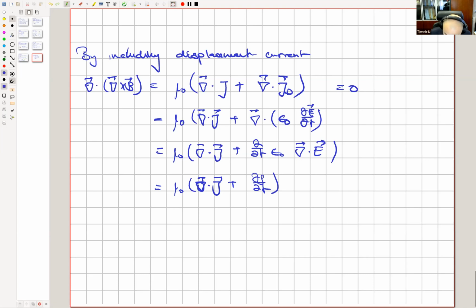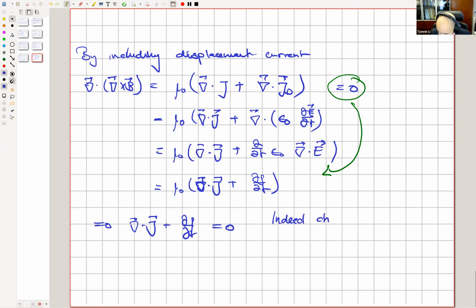Again, this must be equal to 0 because the divergence of the curl is always 0. Mu naught is a constant, so this very naturally leads to the divergence of J plus partial rho partial t equals 0. This is indeed charge conservation.